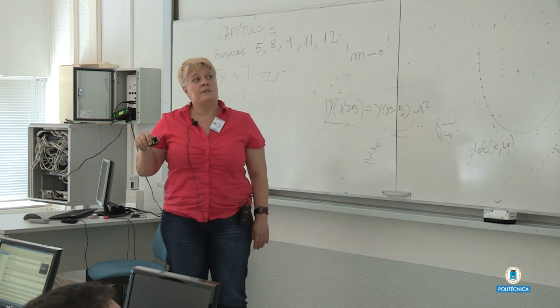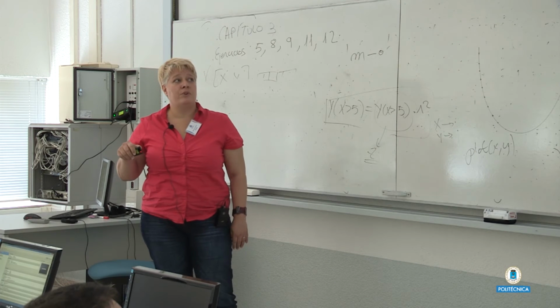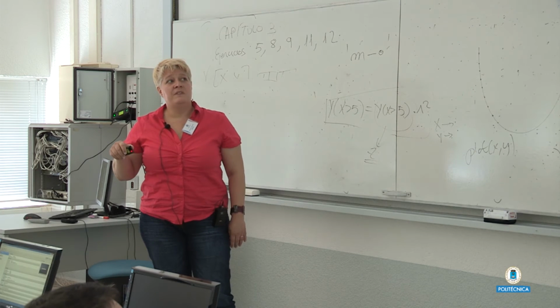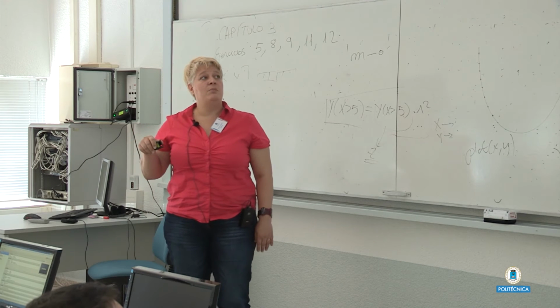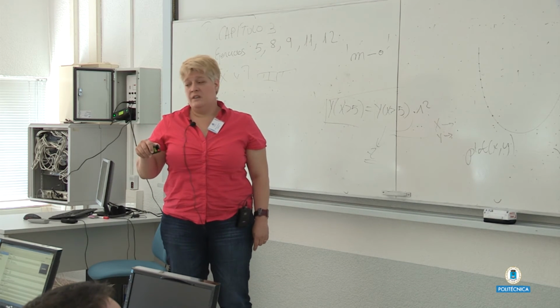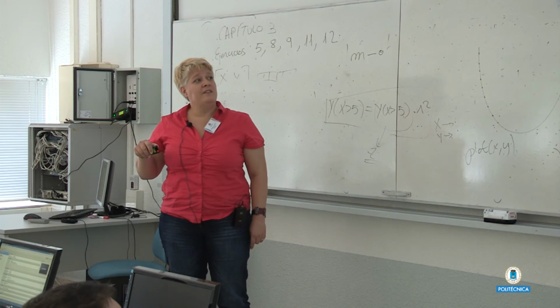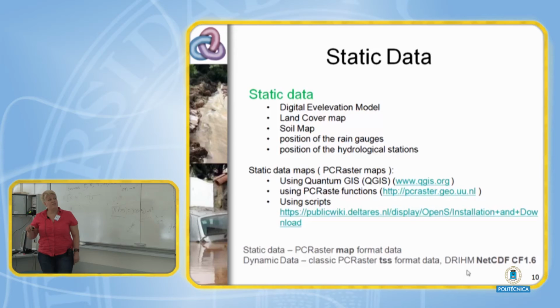It's a very specific format of maps that is used for the HBV. Those are PC Raster maps, and they can be produced and visualized with QGIS, with Python PC Raster functions, or there are a few scripts that people from Deltares share with the rest of us, and you can download them and use them for the preparation of the input maps.